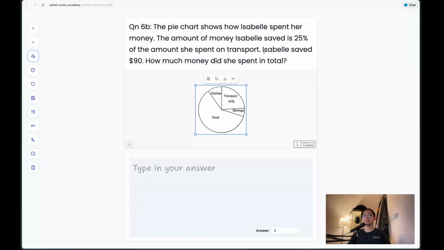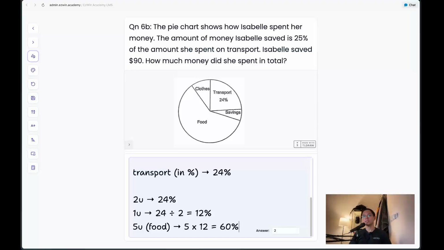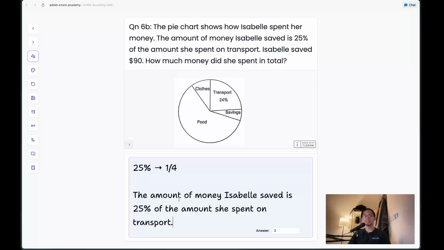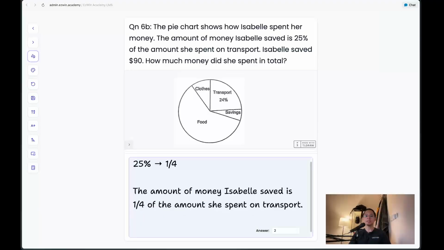So part B, Isabel saved $90. How much money did she spend in total? So the amount of money Isabel saved is 25% of the money spent on transport. So that means 25% is equal to 1/4. I would say change the sentence. The amount of money Isabel saved is 1/4 of the amount she spent on transport. So that means saved in terms of percentage is equal to 1/4 times 24%, and this will give us 6%.